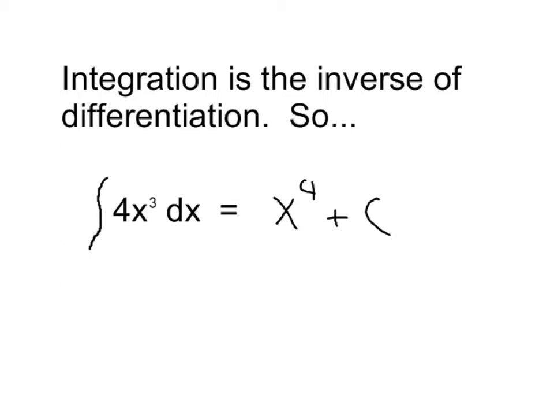So integration is essentially the inverse of differentiation. So if I was trying to find the integral of 4x cubed, I think to myself, I took the derivative of what and got 4x cubed? Well, that would have had to have been x to the fourth. And again, we have our plus c because I could have taken the derivative of x to the fourth plus any constant and ended up with 4x cubed because the constant would not have shown up in its derivative.